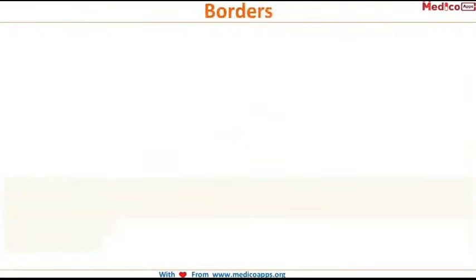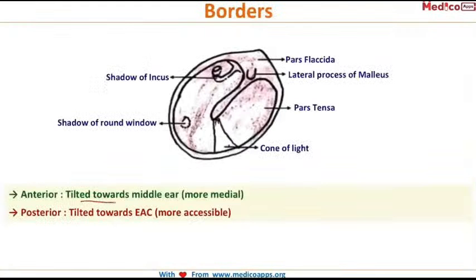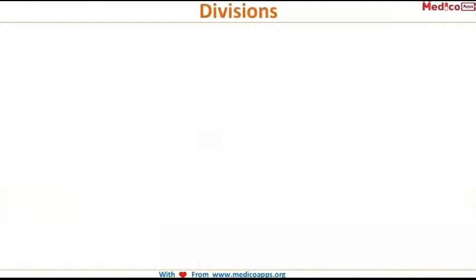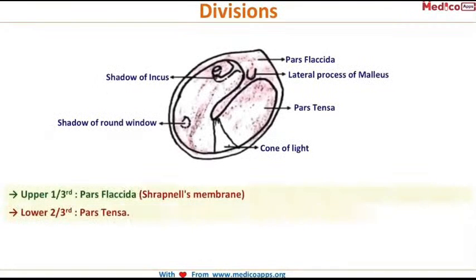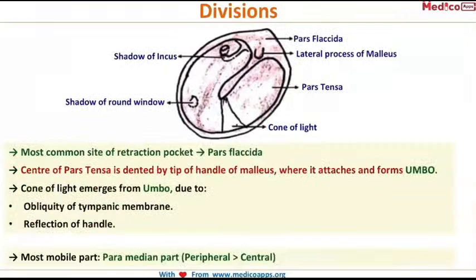Now what are the borders? The anterior border is tilted towards the middle ear, that is, it is present more medially, whereas the posterior border is more accessible. Why so? Because it is tilted towards the external auditory canal. So the posterior border is more accessible, not the anterior border. Okay. Now we have just seen there are two divisions, that is the pars flaccida and the pars tensa. Pars flaccida is forming the upper 1/3 and pars tensa is forming the lower 2/3. So the most common site for formation of a retraction pocket is pars flaccida.